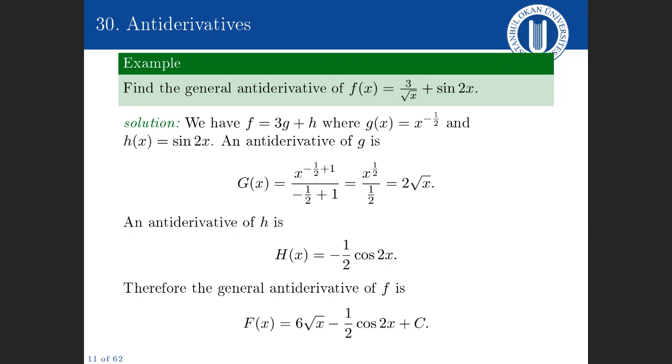What is an antiderivative of sine 2x? We've seen this. Minus a half cos 2x, because if we differentiate minus a half cos 2x, we get sine 2x. And therefore, the answer to this question is going to be 3 times capital G plus capital H. So that's 6 root x minus a half cos 2x, and then at the end we do plus c.